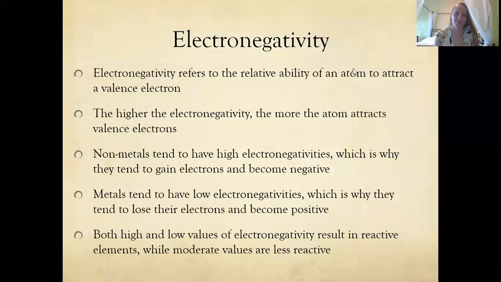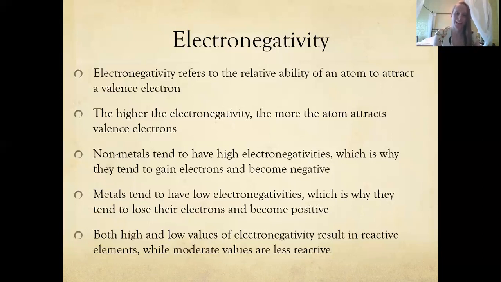Electronegativity refers to the ability of an atom to attract a valence electron. So as you can see in those diagrams that we just did, our metals are losing electrons, so they don't have a very strong ability to attract electrons, whereas our non-metals are gaining valence electrons, so they do have a stronger ability to attract valence electrons. So generally speaking, non-metals are going to have a higher electronegativity than metals.